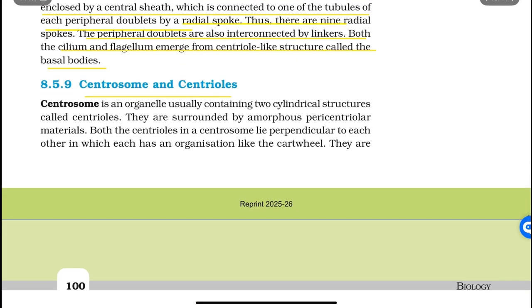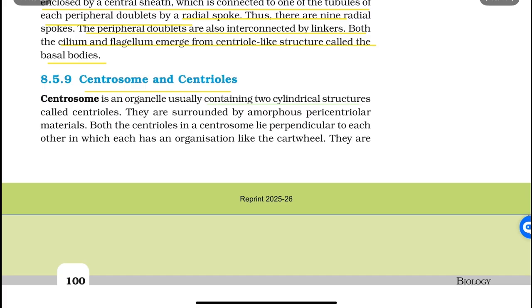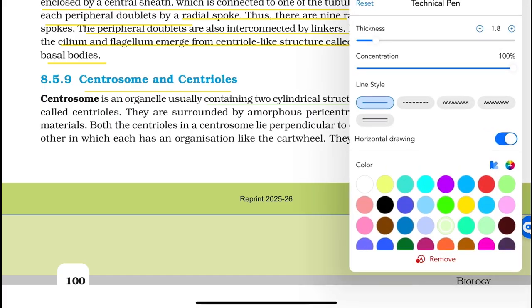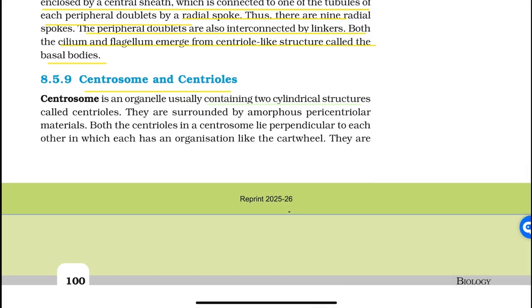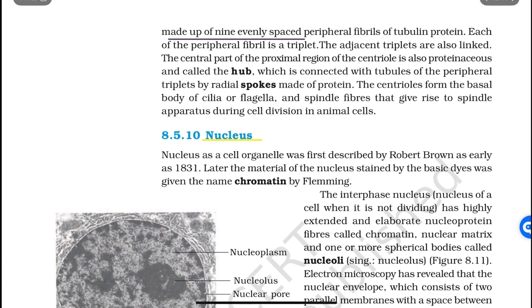Centrosomes and centrioles. Centrosome is an organelle usually containing two cylindrical structures called centrioles. They are surrounded by amorphous pericentriolar materials. Both the centrioles in a centrosome lie perpendicular to each other, in which each has organization like a cartwheel. They are made up of 9 evenly spaced peripheral fibrils of tubulin protein. Each peripheral fibril is a triplet. The adjacent triplets are also linked.